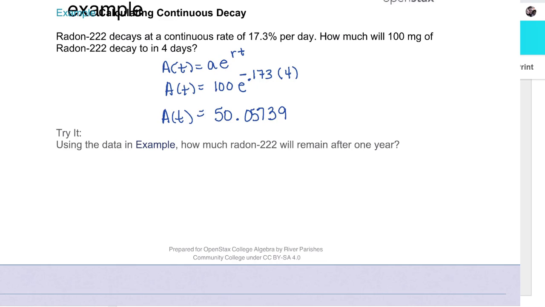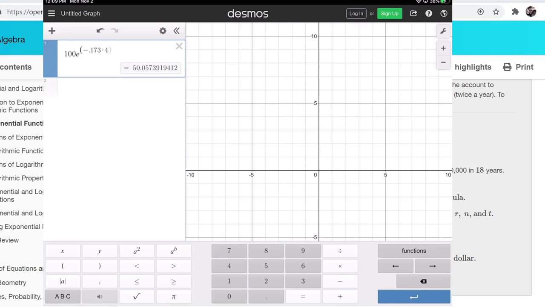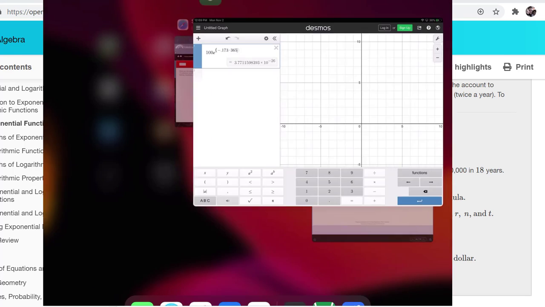Using the data in the example above, how much radon will remain after 1 year? So it's the same thing. A is still 100, e to the negative 0.173 times the number of years. This is decaying per day, so that's 365 days in a year. So if I go to Desmos, I can just replace this 4 instead of retyping it with 365.